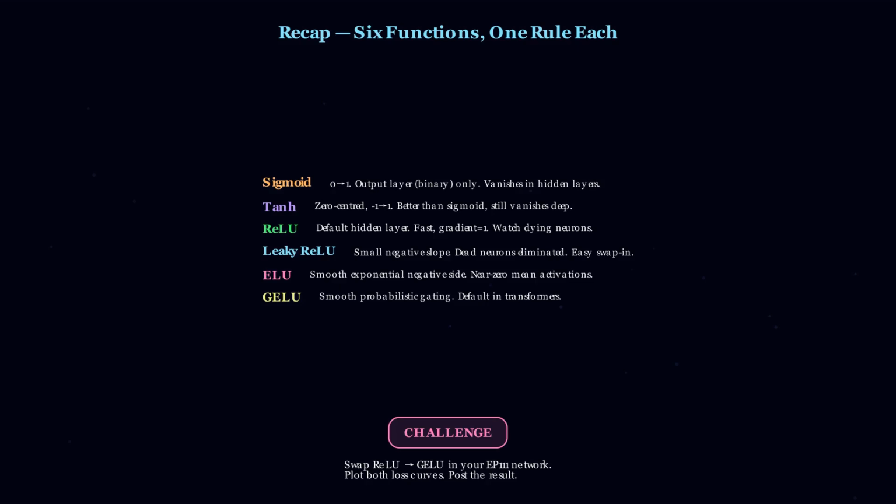Challenge. Swap ReLU for GELU in your EP1 network. Plot both training loss curves. Does GELU converge faster? Post the result.